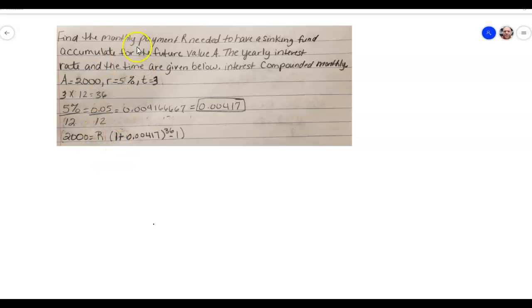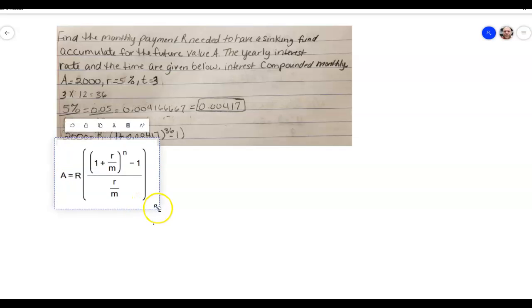So the first one here says, find the monthly payment R needed to have a sinking fund accumulated for the future value A, the yearly interest rate, and the time are given below. Interest is compounded monthly. So first I just want to reiterate that in order to use these formulas, the compounding period has to be the same as the frequency that we're making this payment, which is the capital R. So if your payment is monthly, then the interest has to be compounded monthly. So the formula for this one is right here.